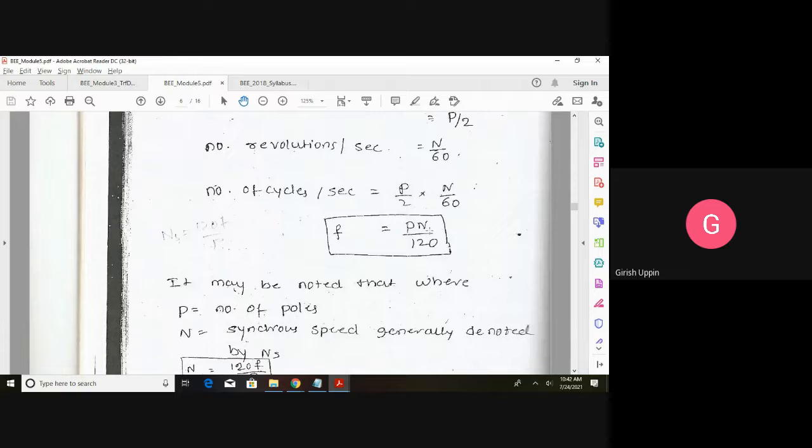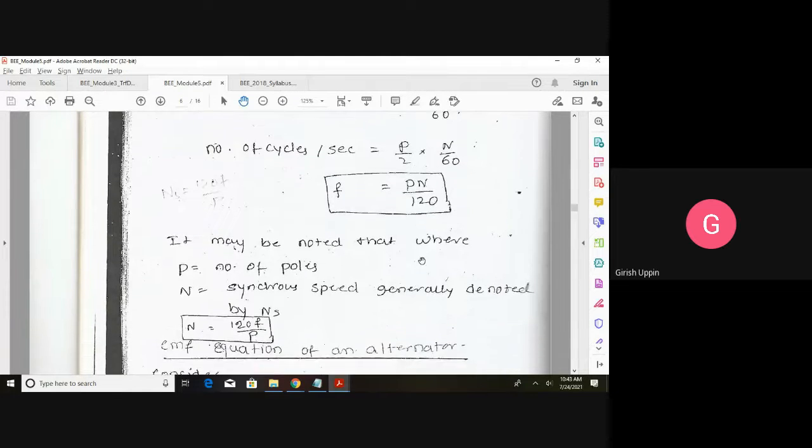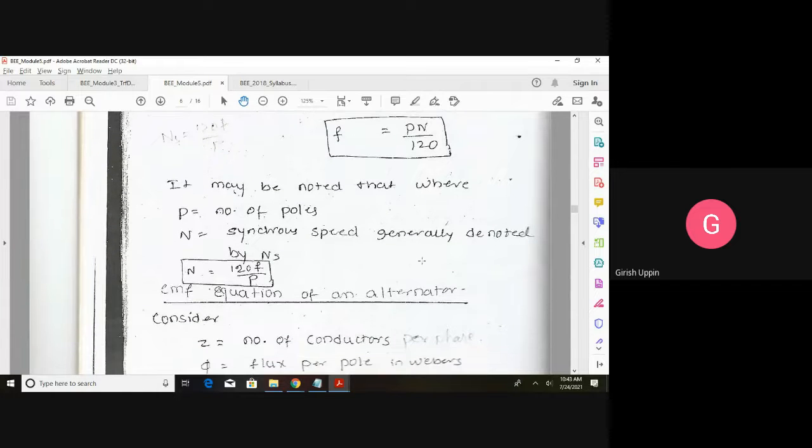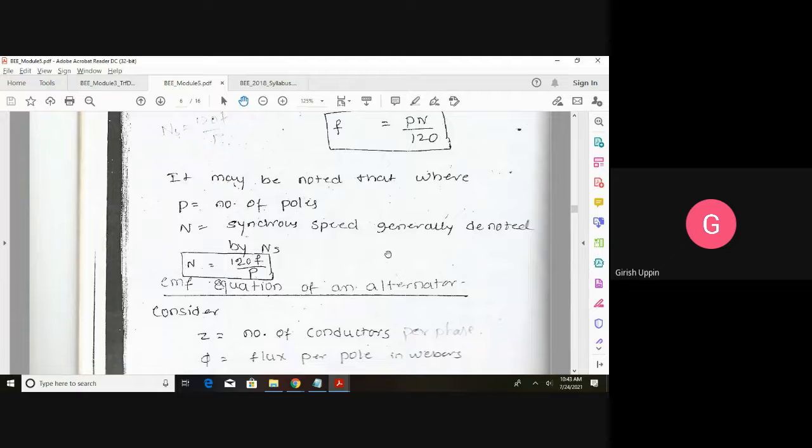Now in a generating station, how do they control the speed? They want to maintain the same frequency. In India, the frequency is 50 hertz. P, the number of poles, cannot be changed for a given alternator. So what can be changed? Speed is changed. They control the speed of the rotor in such a way that they produce 50 hertz. This is constant, so to have 50 hertz, they control the speed accordingly. It may be noted that N is the synchronous speed, generally noted by Ns. We'll understand it better when we discuss the induction motor.